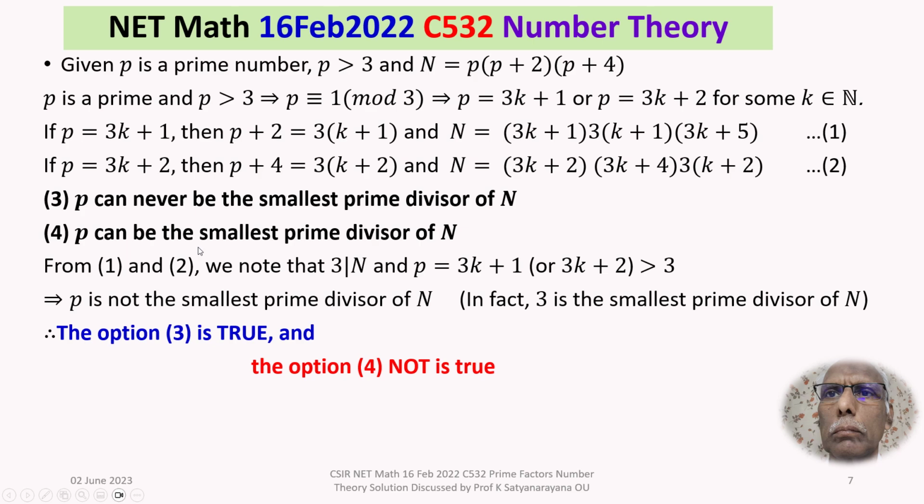Because for no value of k can p be the smallest prime divisor, because 3 is the prime divisor that is there, and that is the smallest prime divisor of n. Agreed? So, the answer to this question is option 1 and option 3.